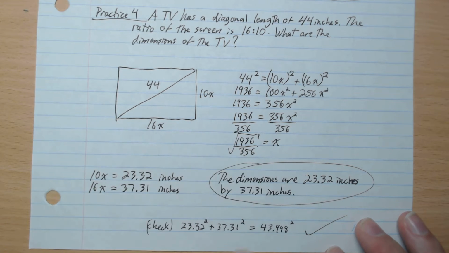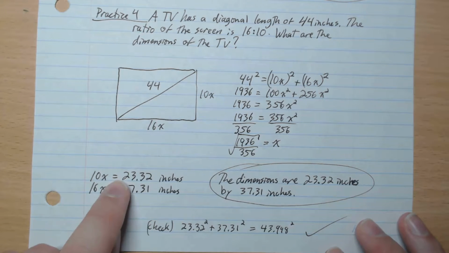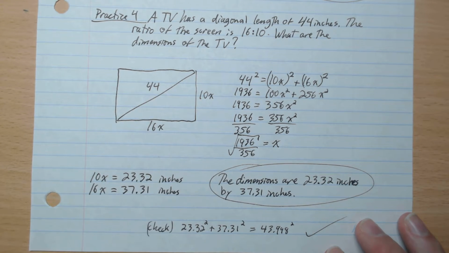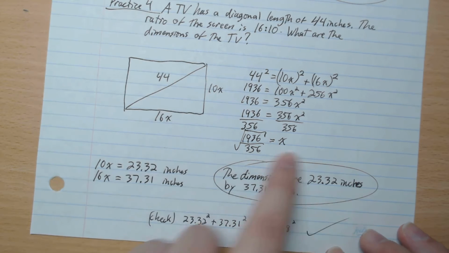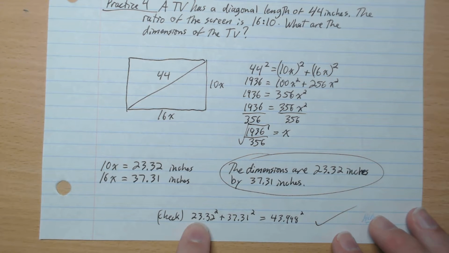So if x is this, one of our sides, 10x, is 10 times this thing. So you punch it in your calculator, and it is approximately 23.32 inches. And then we're going to do the same thing here for the 16x. We're going to go 16 times this number in your calculator, and it gives 37.31. So those are the dimensions, 23.32 inches by 37.31 inches. And we're going to check. Let's see, this squared plus that squared, it gives roughly 44, which is exactly what we're looking for.